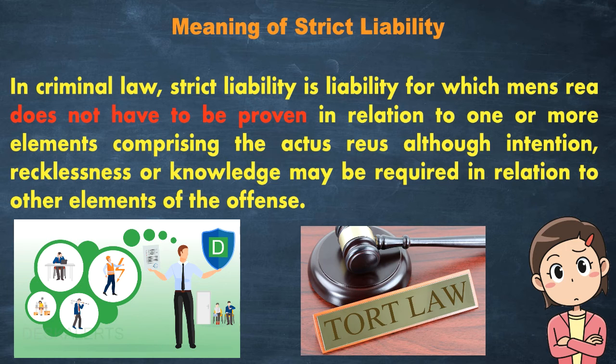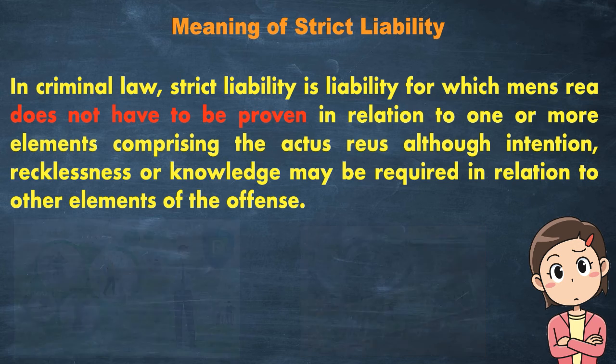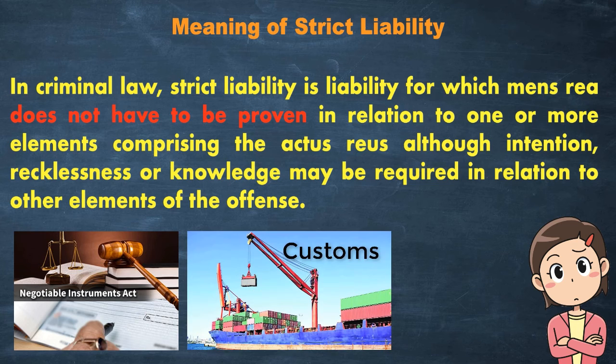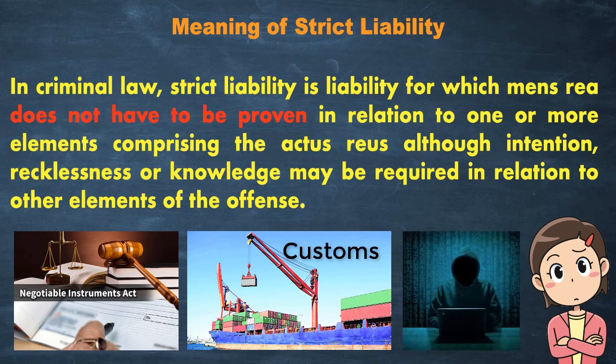That is, these offenses are also termed vicarious or deemed liability offenses. Examples of such offenses can be found in special acts such as the Negotiable Instruments Act 1881, the Customs Act 1962, and the Information Technology Act 2000. Cybercrime and all, there are so many examples you can find. But there is a guilty mind as well.